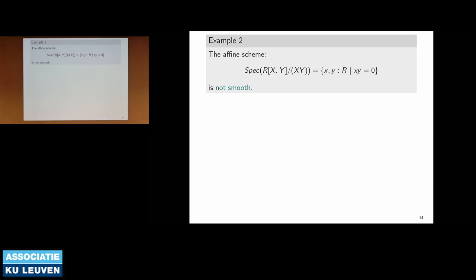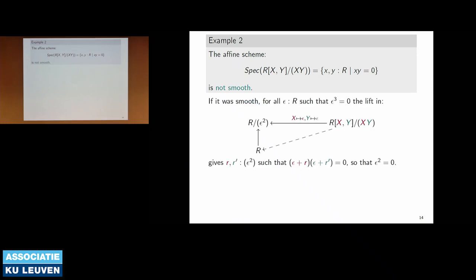And so to prove this, what we will do is that in the first step we will assume an epsilon in the base ring which has cube 0. And from this we will conclude that it has square 0. And then I will explain why this is a contradiction.